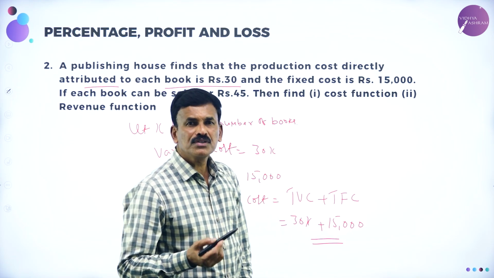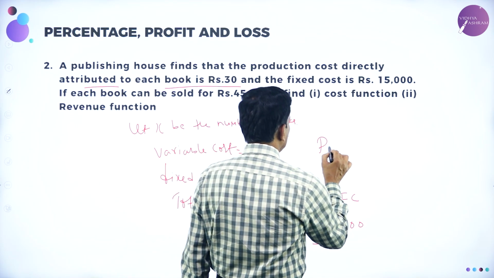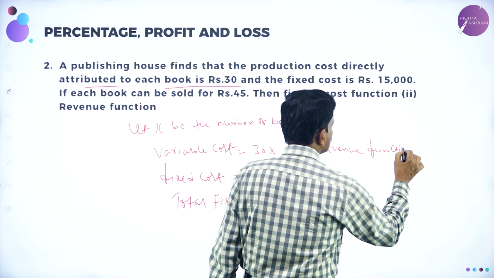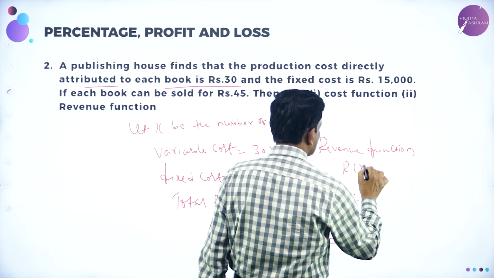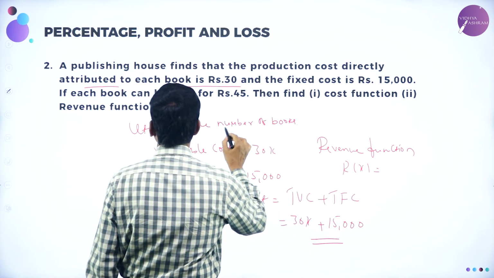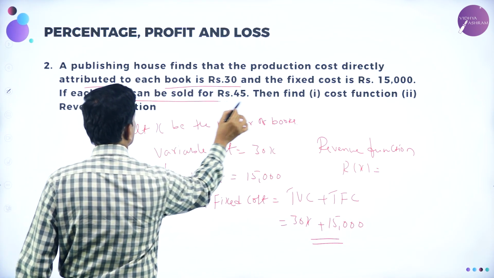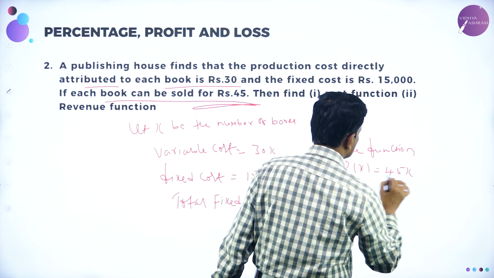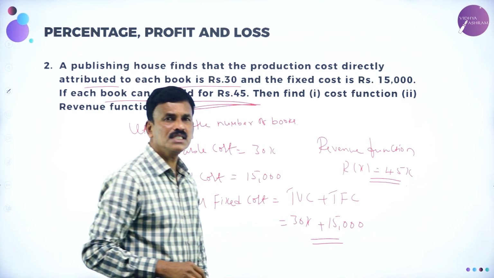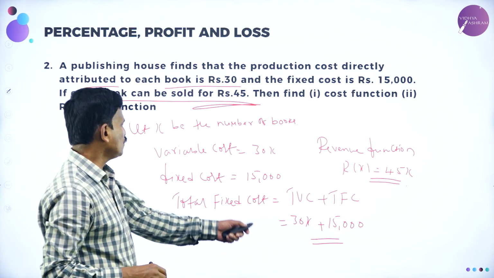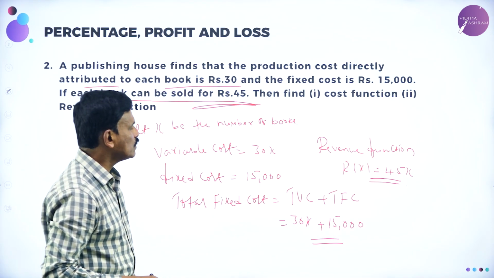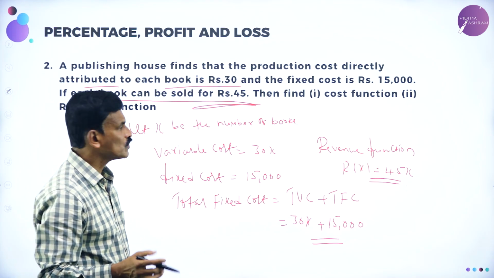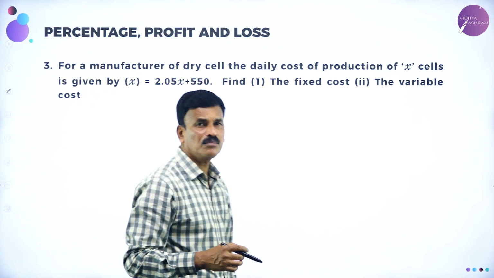Okay. Now, find out the revenue function. The revenue function R of x is equal to, what is the revenue here? Each book is sold at rupees 45, so 45 times x, that is it. So, the revenue function is 45x and the cost function is 30x plus 15,000. This is how we are going to solve this problem. Now, move on to the next similar type problem.